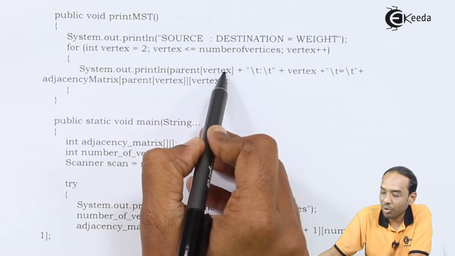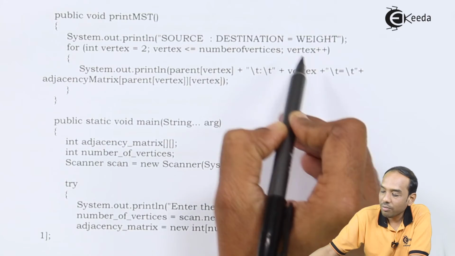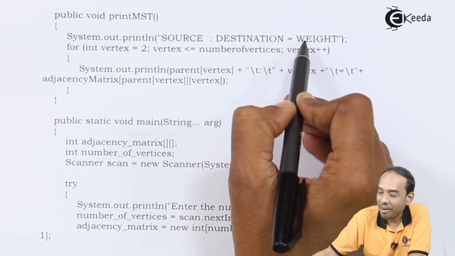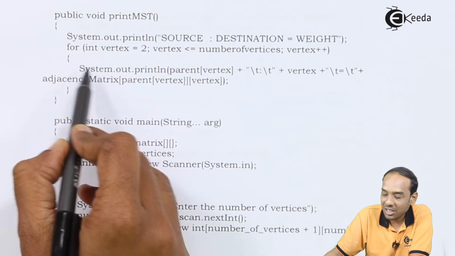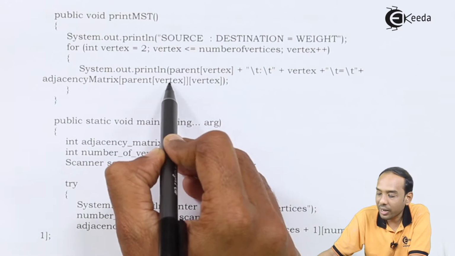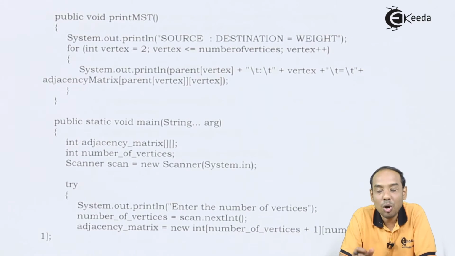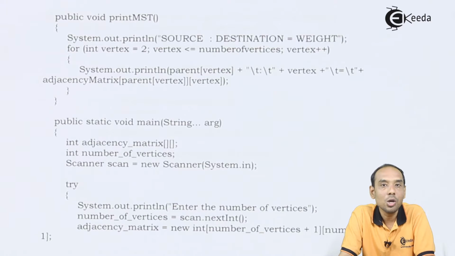Then we call the parent vertex, which will act as the source. Then we call the vertex, which will act as the destination, and the weight is going to be called from the adjacency matrix with the row number of the parent. We have parent vertex comma vertex, so this will define the weight. Like this we are going to calculate the spanning tree with the minimum set of values using the concept of Prim's algorithm. This is how you define the function to print the minimum spanning tree.